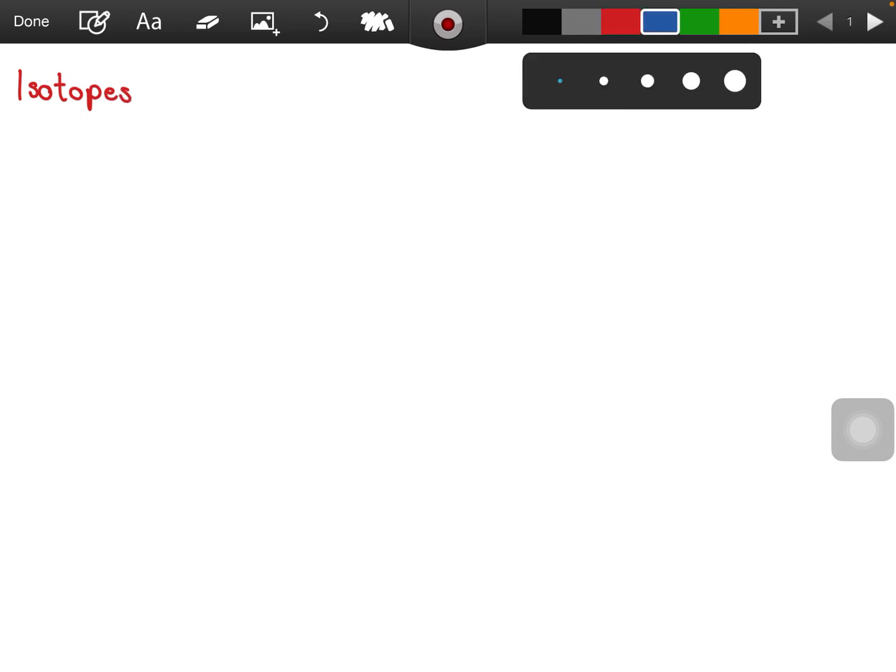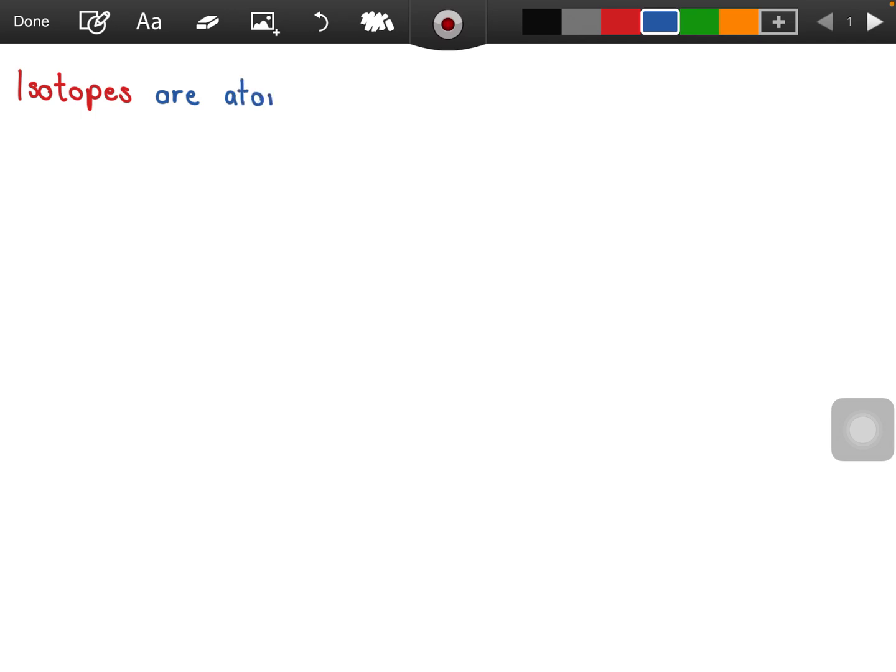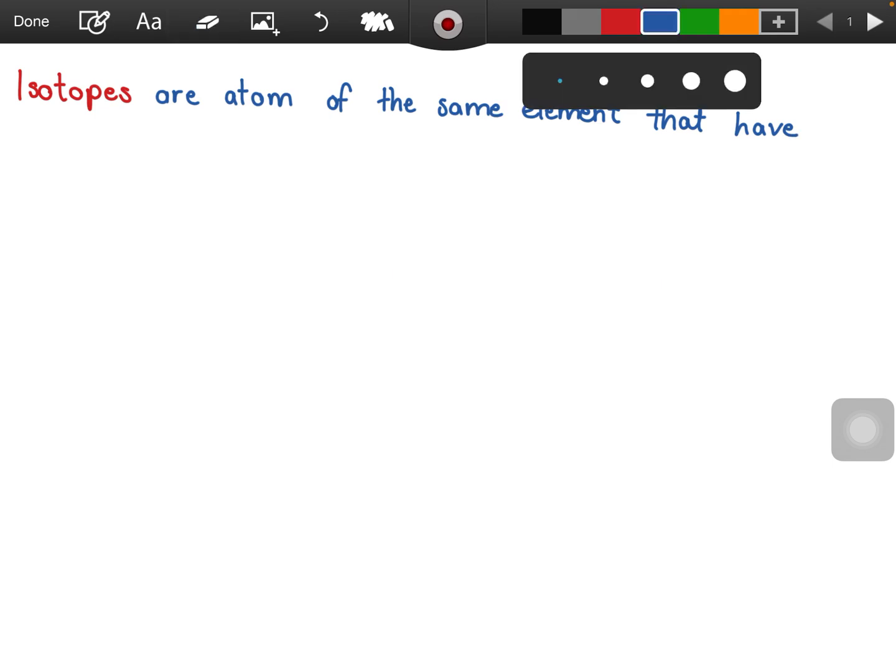Okay, so isotopes. What are they? So isotopes are atoms of the same element. Okay, so they're of the same element. So for carbon 12 and carbon 14, they're both carbon elements. So they're atoms of the same element, and they have different numbers of neutrons in the nucleus. Okay, so if you want to take this down in my words, you can, or you can take it down in your own words. Okay, either is perfect.